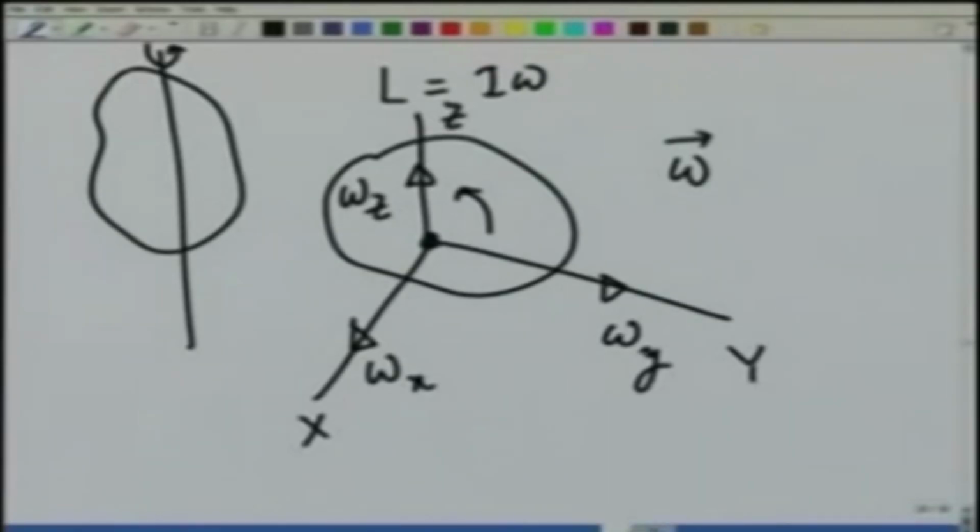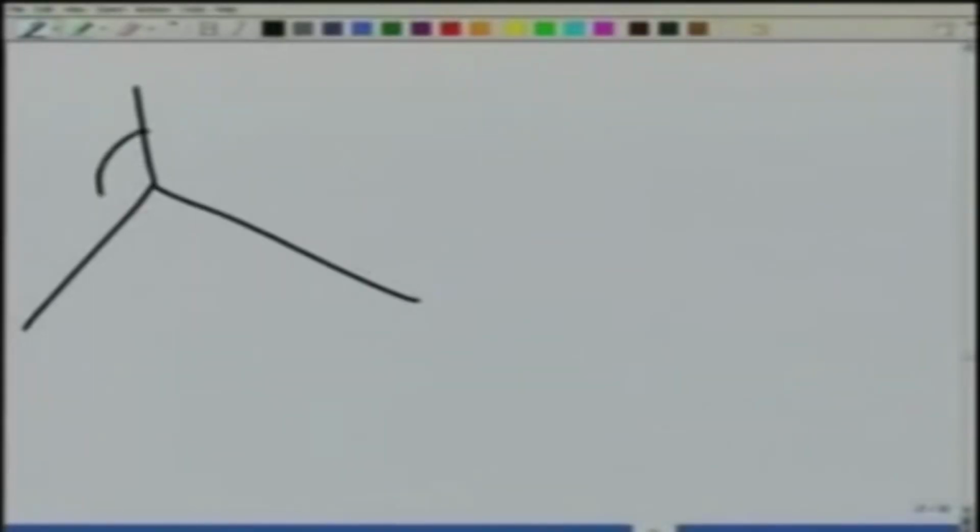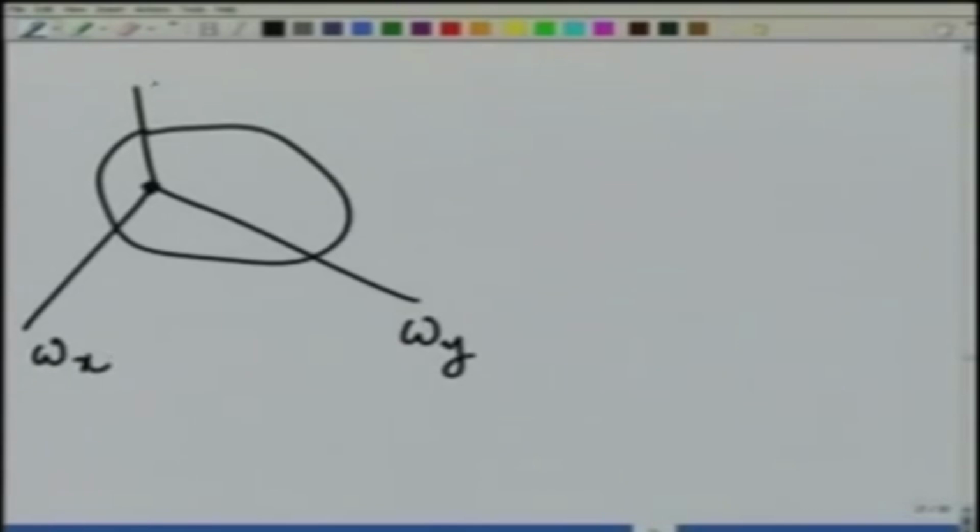Let us now evaluate, given a point O, what would be the angular momentum given angular velocity omega. We again go back to the definition. This is the body, it is rotating about this point with components omega x, omega y and omega z.